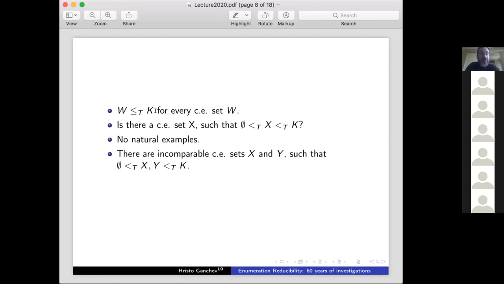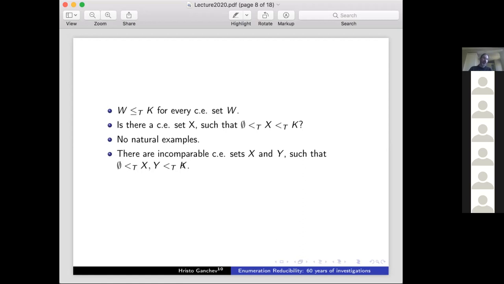Well, and now a very natural question arises here. Is there a C set X which is not decidable and is not equivalent to the set K? Well, the problem is that there are no natural examples. So this is a problem proposed by Post in the 1940s, I think. There are no natural examples, but nevertheless, Friedberg and Muchnik were able to construct C sets which are incomparable using Turing reducibility and which lie in the middle between the least element and this element K.